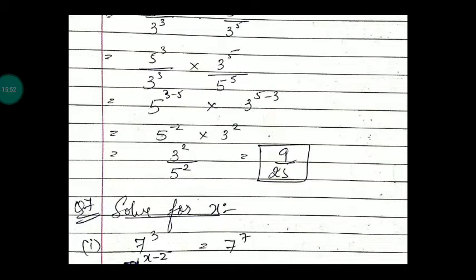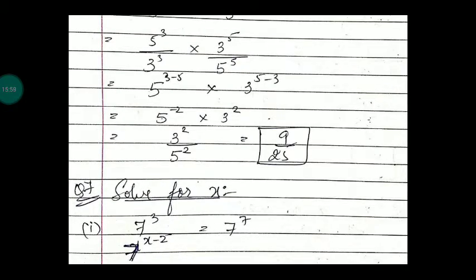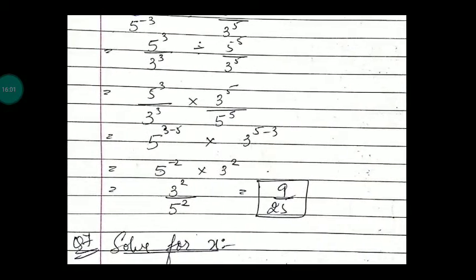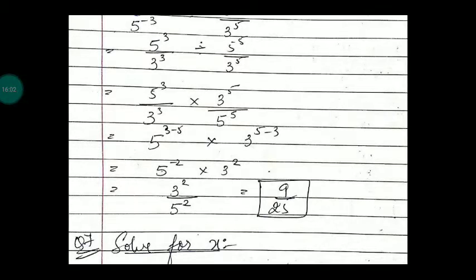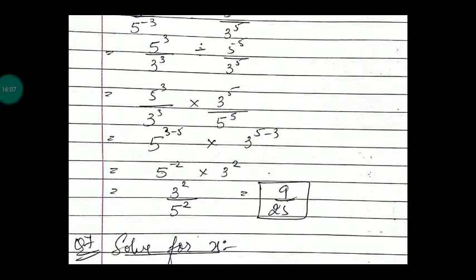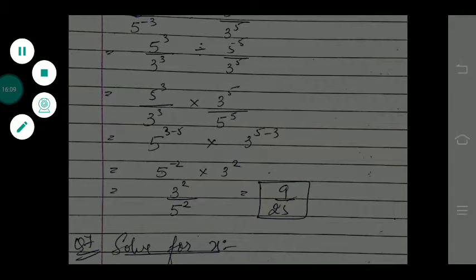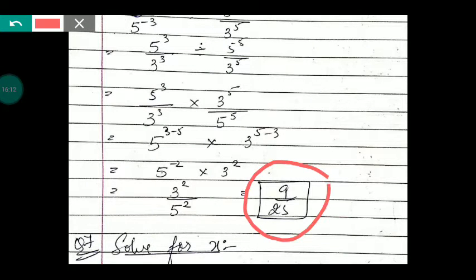But as we are supposed to find the multiplicative inverse, the answer we obtain over here is not yet our answer. The answer will be 25 upon 9 because the multiplicative inverse is asked.